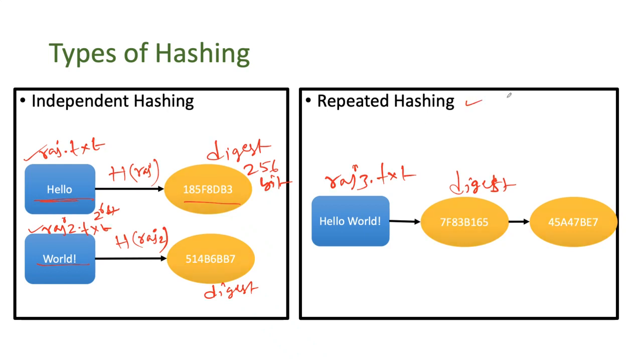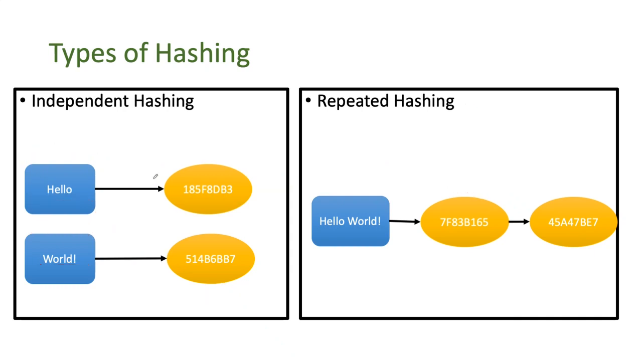But the sender and receiver should agree on how many repeated hashings are done on the sender side and how many on the receiver side. The receiver should follow the same sequence. If the sender does 2 hashings, the receiver also does 2 hashings. If the sender does n number of hashings, the receiver also does n number of hashings. So there should be cooperation from sender and receiver.